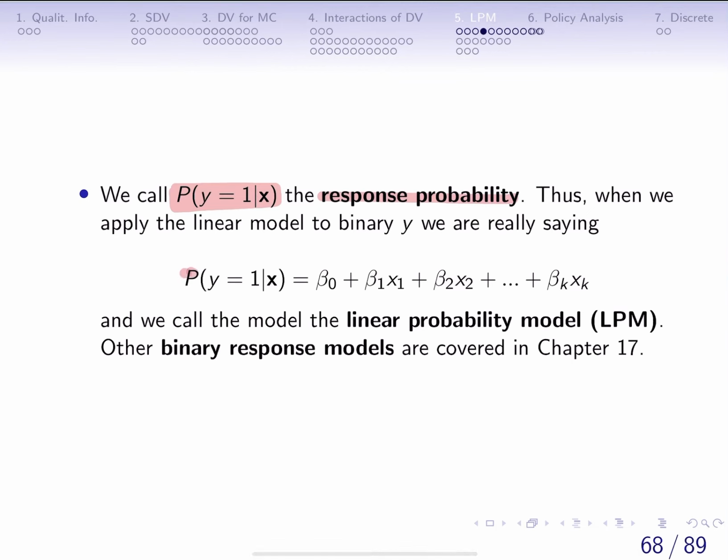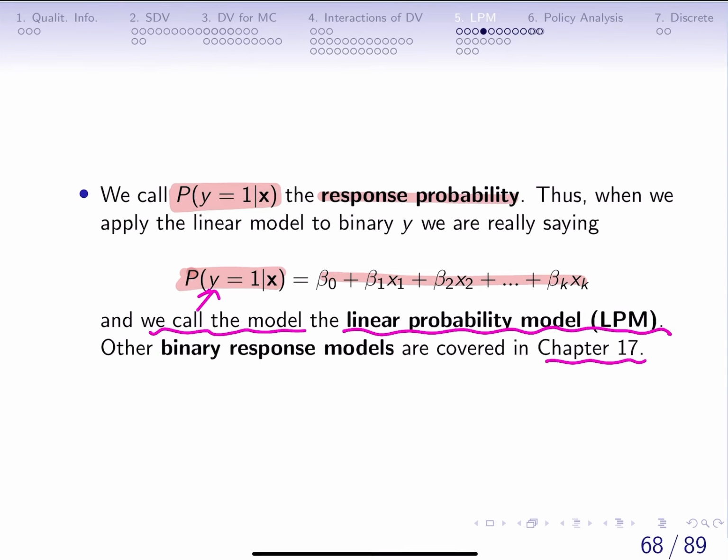So we're basically saying that the probability of y equals 1 given x is equal to that same equation we had before. And therefore, this type of model is called a linear probability model, because the response of y is binary. Now, there are many other binary models like logit, probit, tobit models that are covered in detail in chapter 17 that you will see next semester.